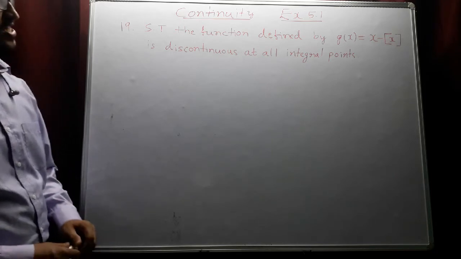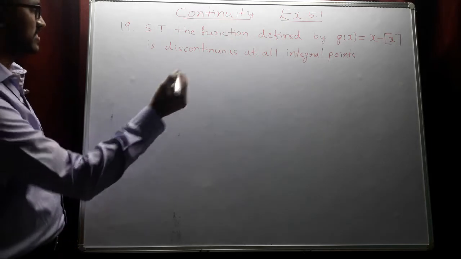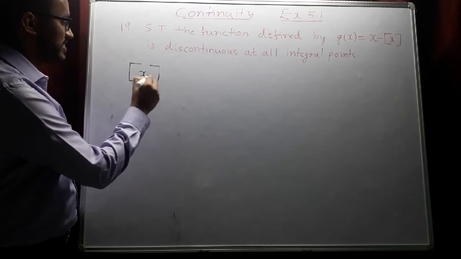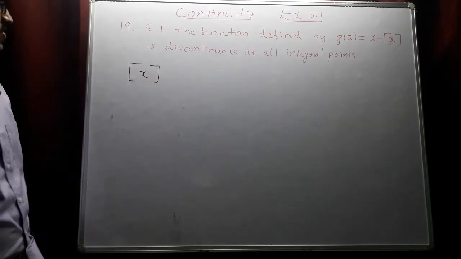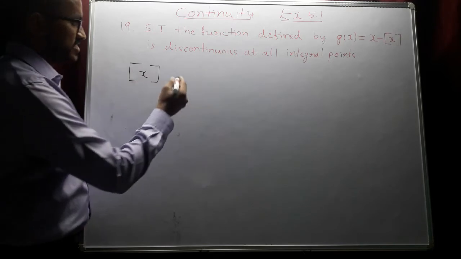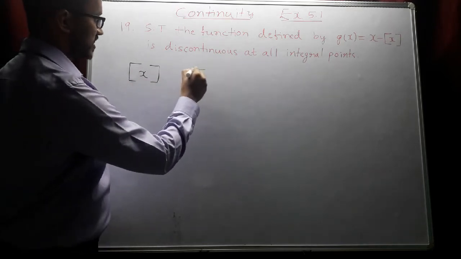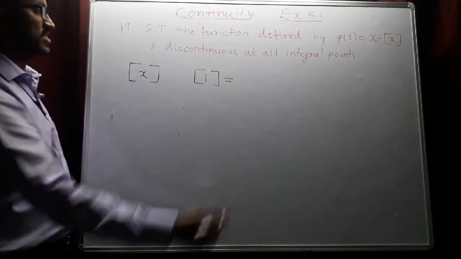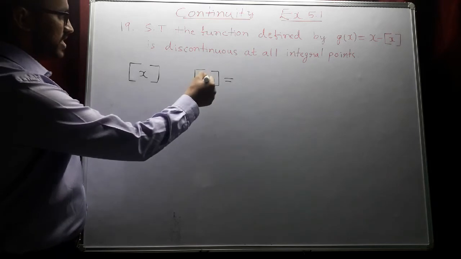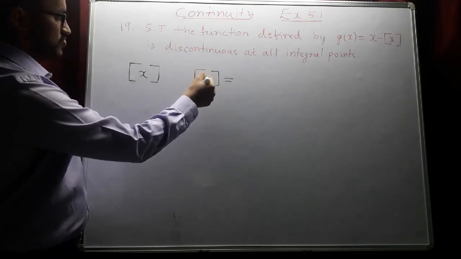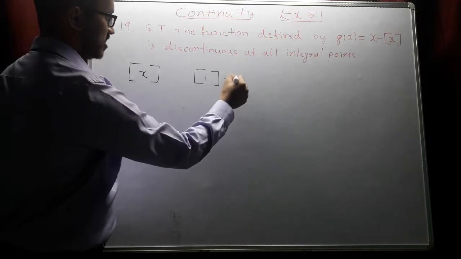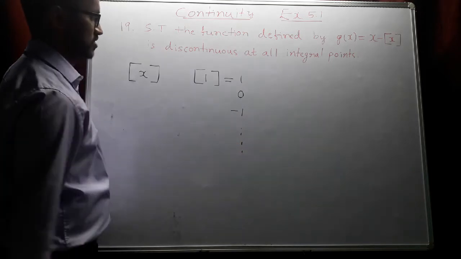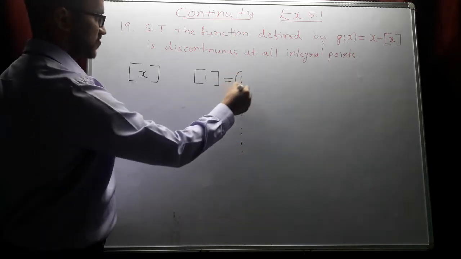So before solving this problem, let us see the meaning of the greatest integer less than or equal to x. If you consider some examples, the greatest integer less than or equal to 1 means, we have to consider the integers which are less than or equal to 1. What are we getting? 1, 0, minus 1, and so on. Among these integers, the greatest one is 1.